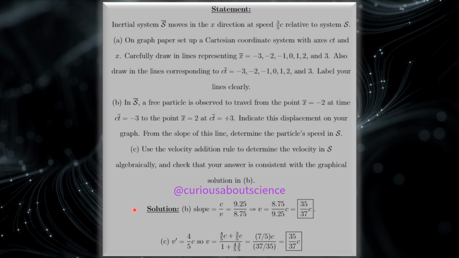The slope is going to be equal to C over V, which is what we read off. So here we'll get 9.25 over 8.75. Solve that for V, we see that we get 35 over 37 C. No big deal. And then for V prime for C, we get the same value here using the velocity addition rule. So our graphical results and analytic results at least match if we read off everything from the graph right. But let's go see what this vaunted graph looks like.